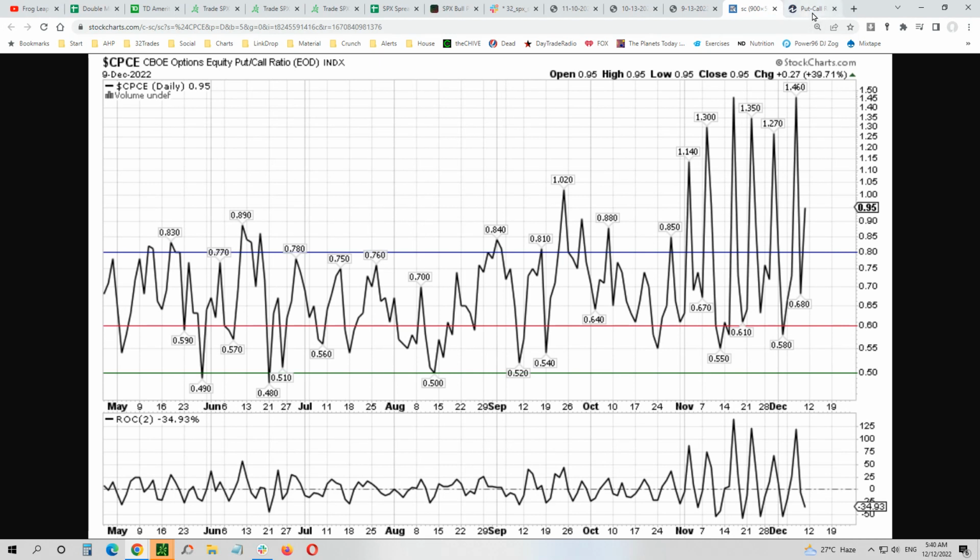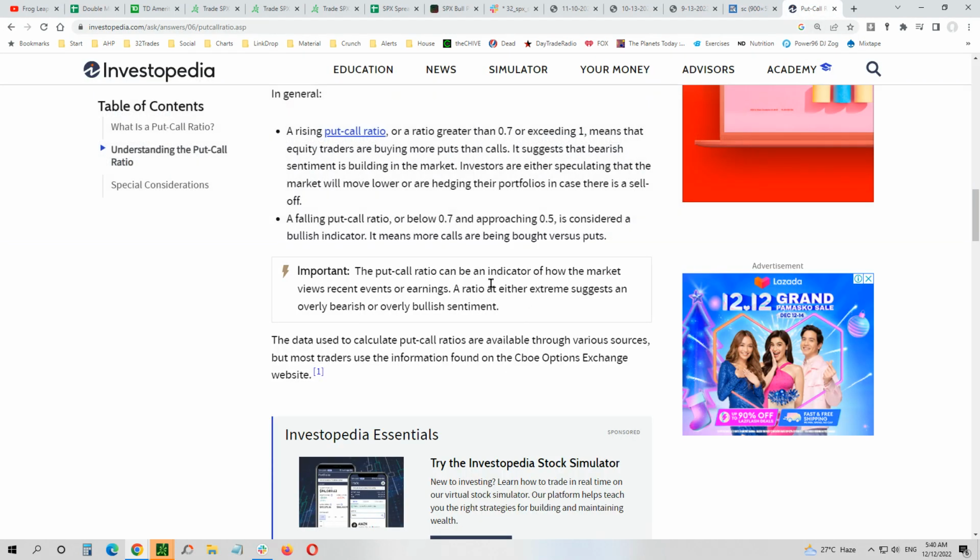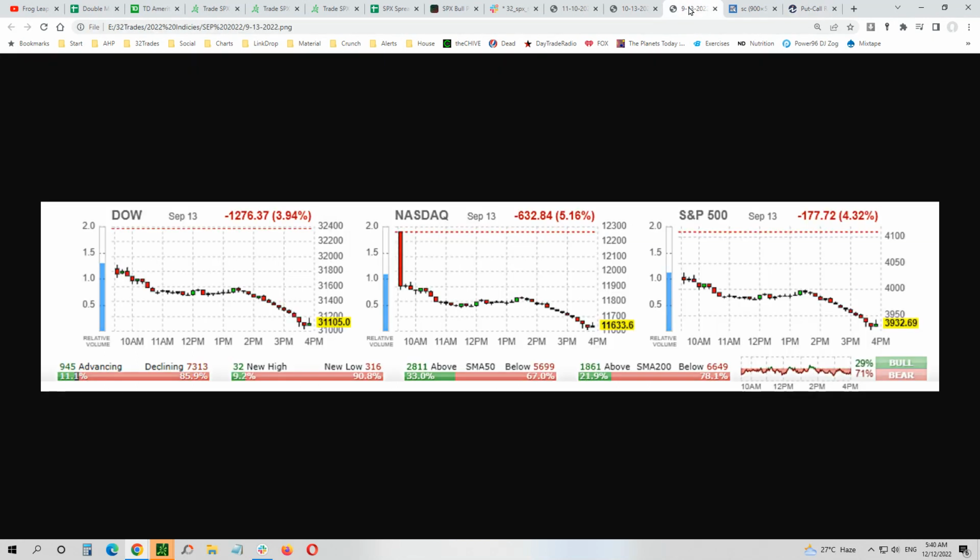So just to give you an idea of what we're talking about here, this is what your CPCE is. A rising put-call ratio, or a ratio greater than 0.7 or exceeding 1, means that equity traders are buying more puts than calls. It suggests that bearish sentiment is building in the market. So again, this is what everybody appears to be expecting is going to be coming.